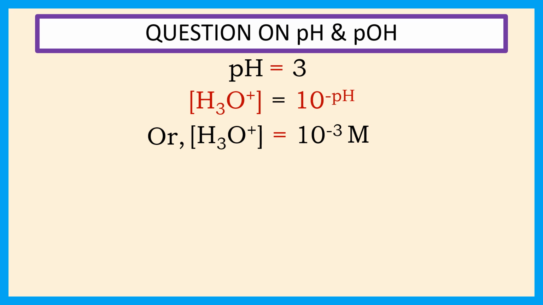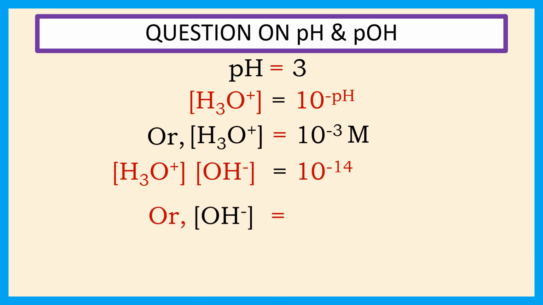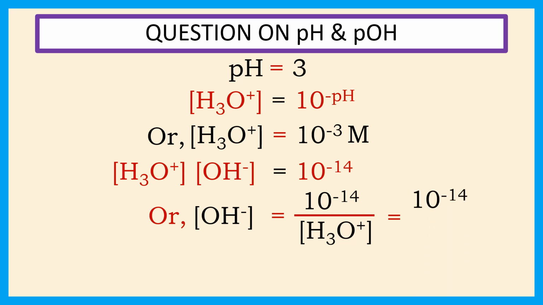Again, we know that concentration of H3O⁺ times concentration of OH⁻ is equal to 10 to the power minus 14, or concentration of OH⁻ is equal to 10 to the power minus 14 divided by concentration of H3O⁺, which is 10 to the power minus 14 by 10 to the power minus 3.